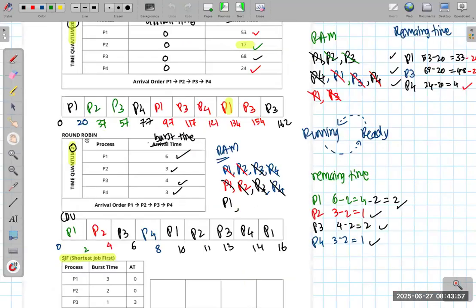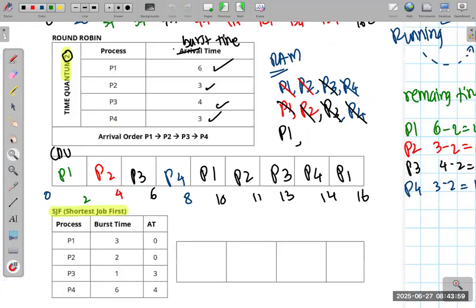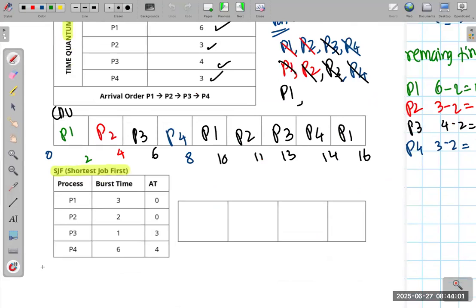Right. Let's get into the next one. That is here, shortest job first in preemptive style. Sorry, in preemptive style, it gets interrupted. It gets interrupted. So in the preemptive style, interrupted.